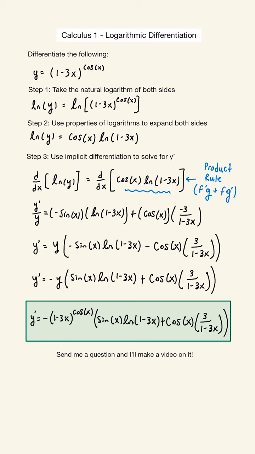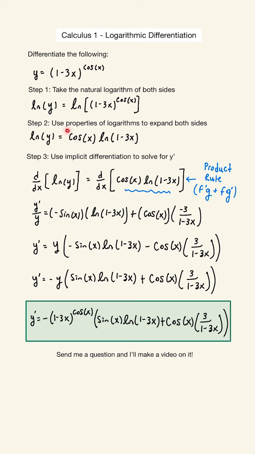And so one way to simplify this is we can go ahead and take the natural logarithm of both sides and use a logarithmic approach to differentiate this example problem. So here we have the natural log of y, which is going to be equal to the natural log of our (1 minus 3x) raised to the cosine x power.